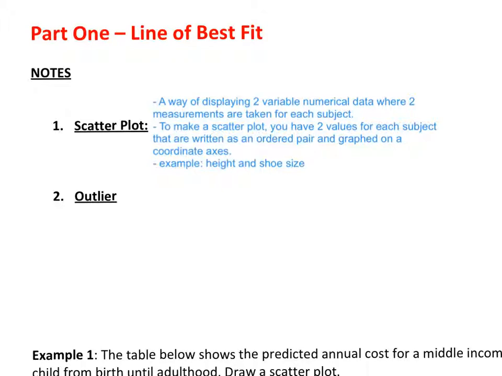To make a scatter plot, you have two values for each subject that are written as an ordered pair and graphed on a coordinate axes. An example of this would be someone's height and shoe size. So your height is going to be your X value, your shoe size is your Y value. And then, if you would graph this, it would be just a dot on the graph.